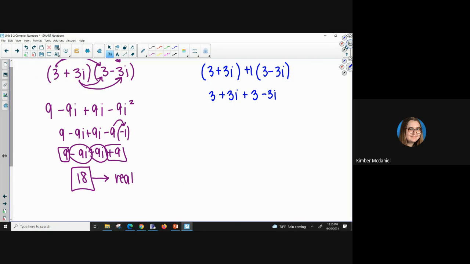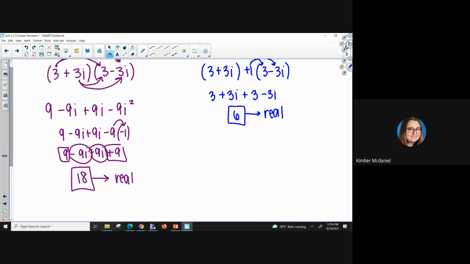And if you need to make a little note that you're distributing that 1 and it stays like that, that's fine. Now, if we combine like terms, 3 and 3 gives us 6. And what's 3i - 3i give us? Yes, it cancels, because positive 3i and negative 3i cancel. So again here, our simplified expression is 6. Is that real or non-real? Real.